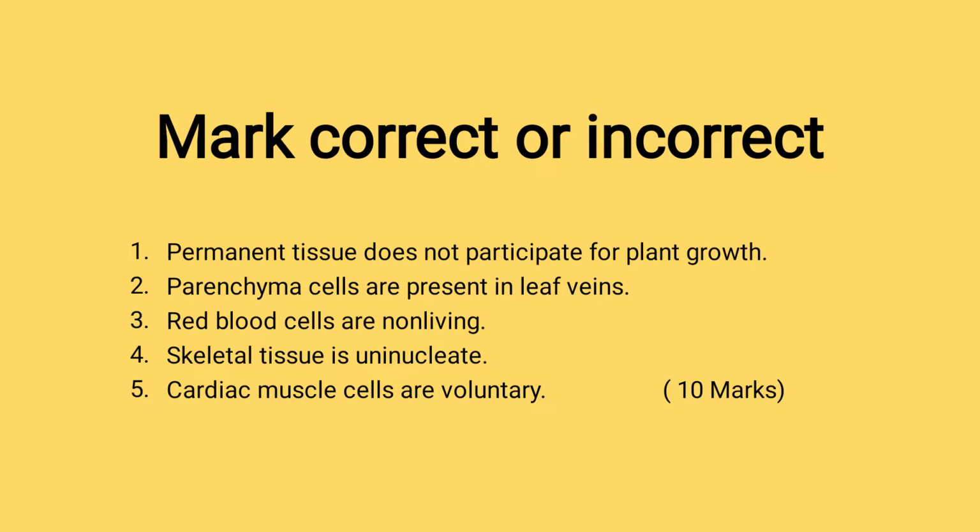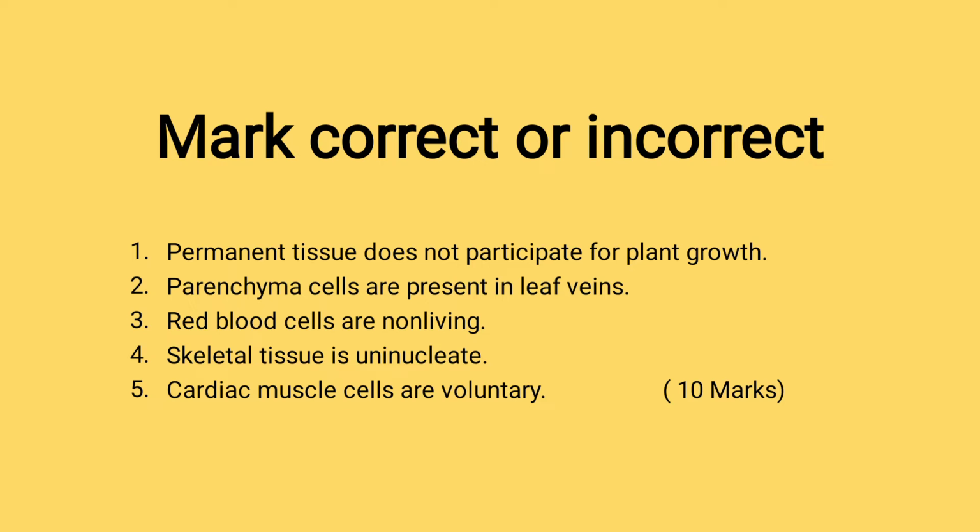Red blood cells are non-living. We have learned that red blood cells do not have a nucleus. That means they are non-living. It is correct. Red blood cells are non-living. Fourth one, skeletal tissue is uninucleate. We know that skeletal tissue is multinucleate. One cell has more than one nucleus. So it is incorrect.